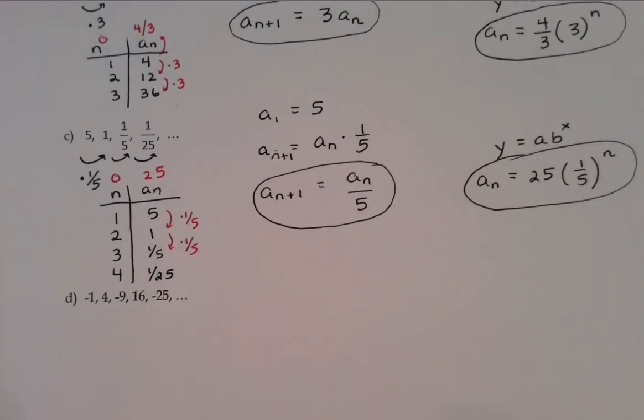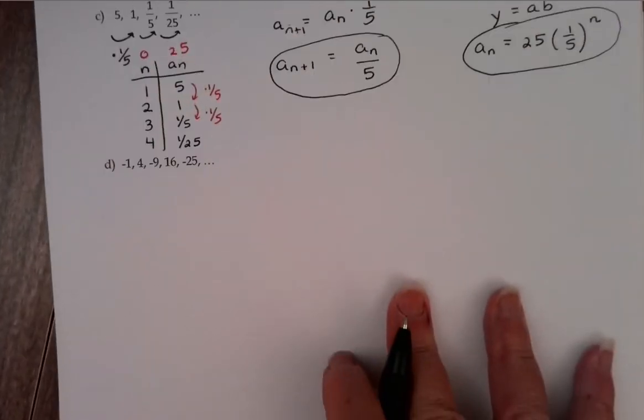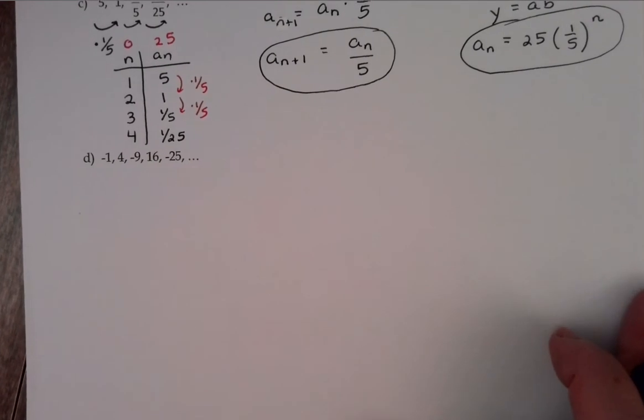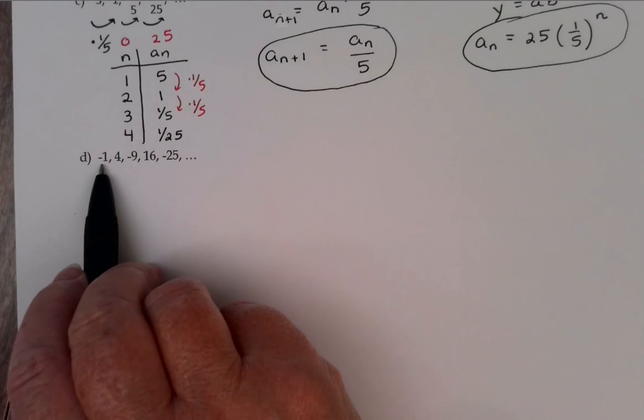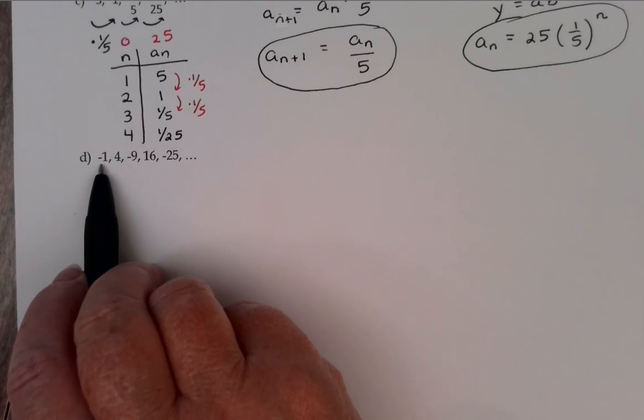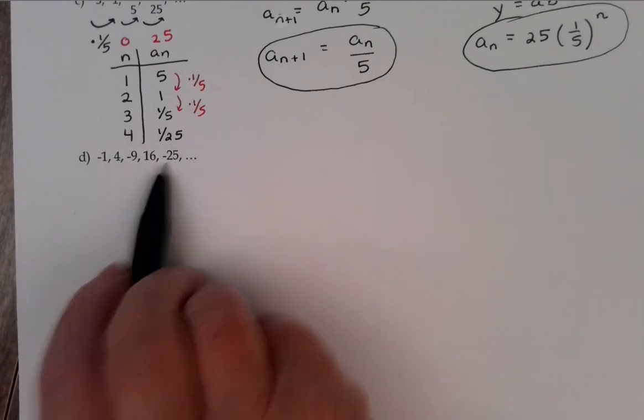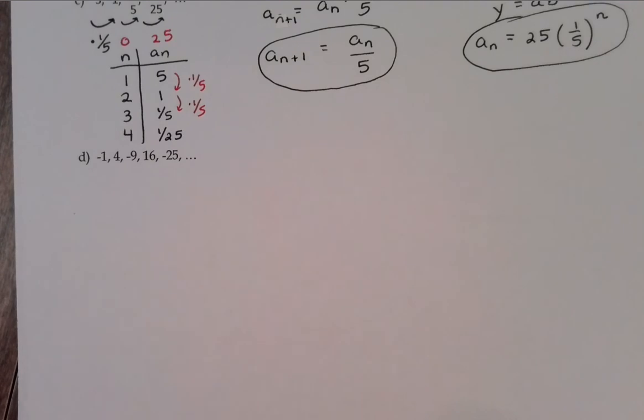All right, one more. On this next one, I have got an alternating sequence. Notice how it goes negative, positive, negative, positive, negative, etc. And on this one, although I claim if we worked really, really hard, we may be able to come up with something kind of like a recursion formula, the explicit formula is actually easier.